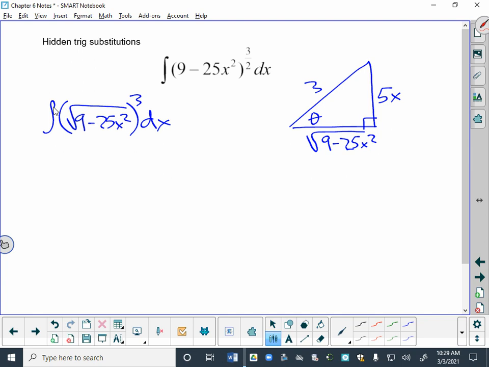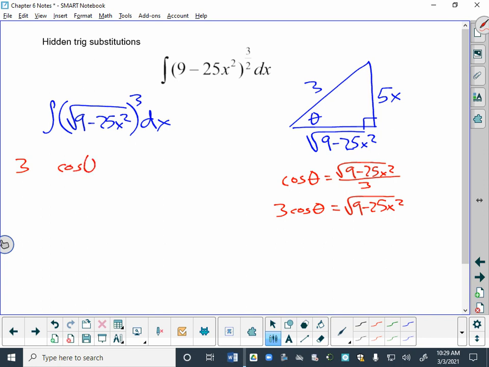The square root of, so we want the adjacent over the hypotenuse. That looks like a cosine. Cosine theta is going to be the square root of 9 minus 25x squared over 3. So 3 cosine theta is going to be equal to the square root of 9 minus 25x squared. And so I can rewrite my problem. I've got a 3 and a cosine theta, and the antiderivative, the cosine theta is actually being cubed, and we've still got the dx. We need to make that substitution for the dx.